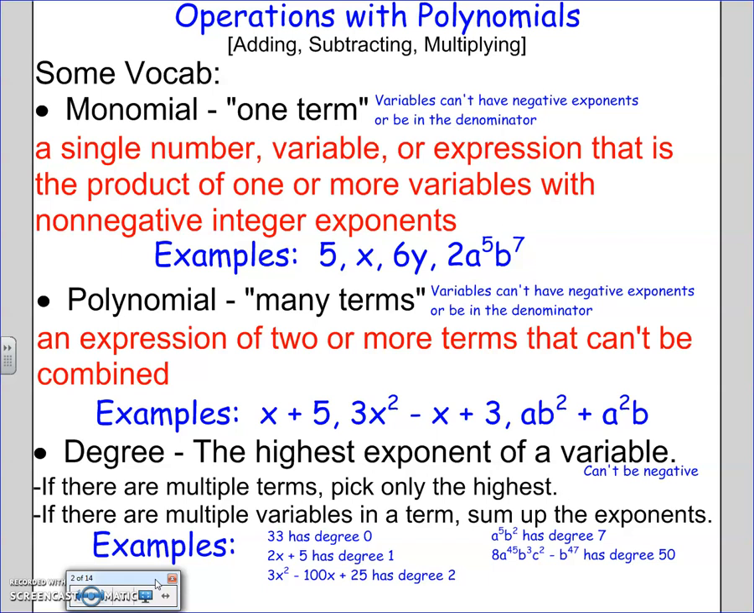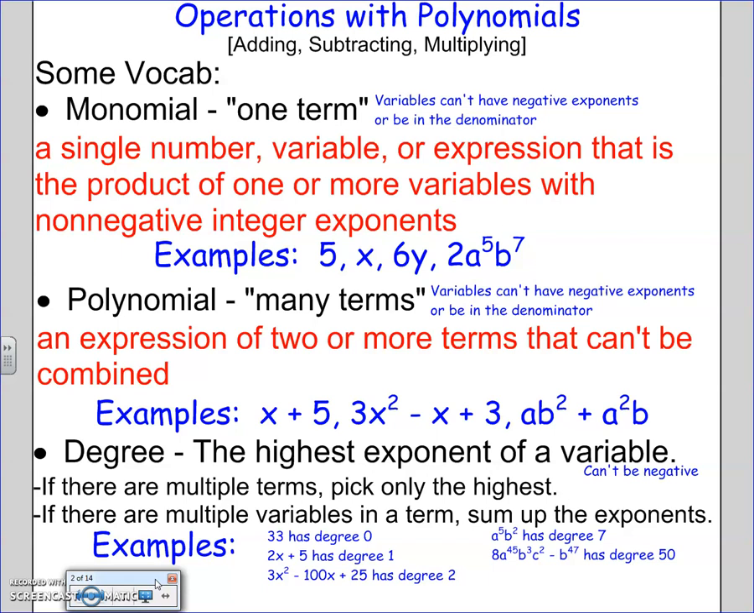Some vocabulary first. A monomial is one term. It's a single number, variable, or expression that is a product of one or more variables and non-negative integer exponents, but it's a single term by itself. No plus or minus, you cannot combine. So it could be just 5 by itself, or x by itself, or 6 times y, or 2 times a to the 5th power times b to the 7th power.